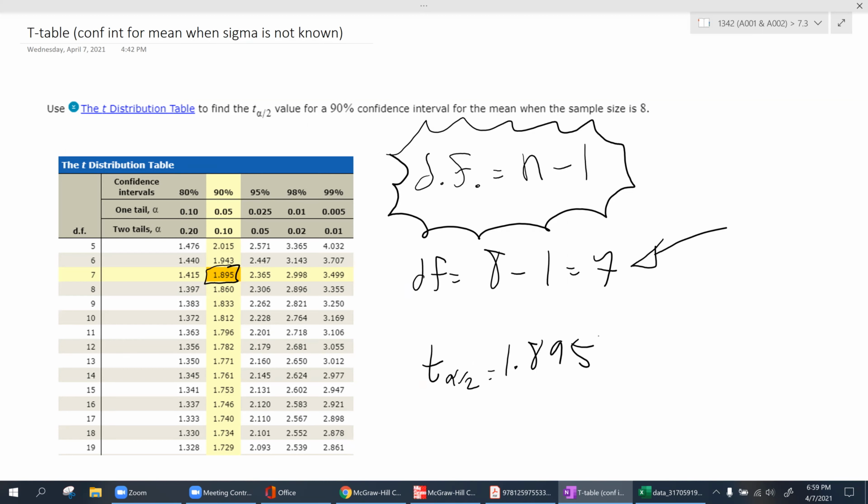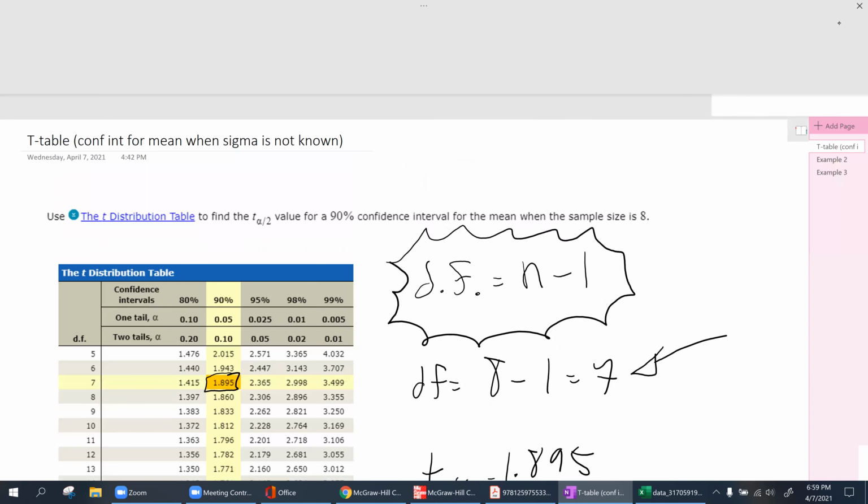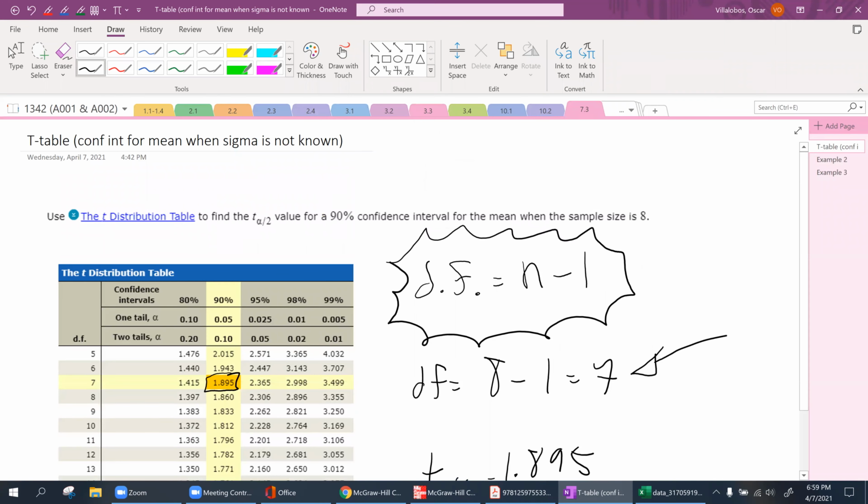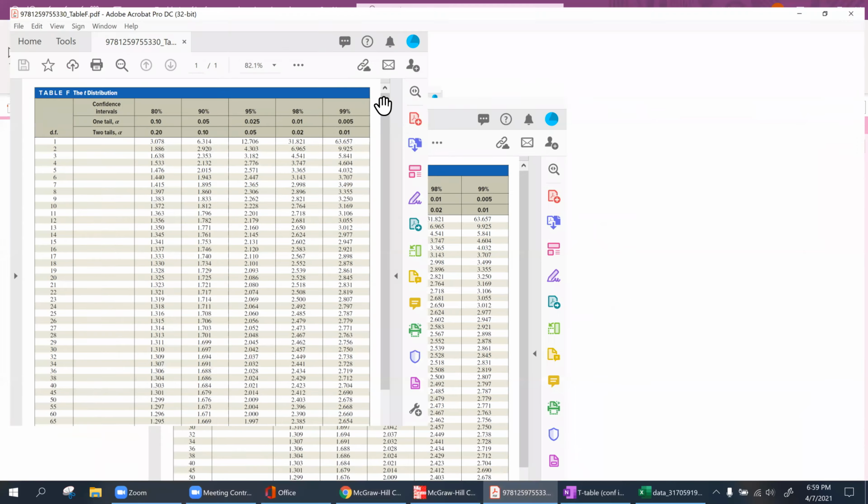As we progress with the class, for this part of the course we're only going to be using this top column. As we continue, we'll be introduced to how to use the other rows. But for the meantime, we don't need to look at that. The main thing here is degrees of freedom. And your t-table should look like that.